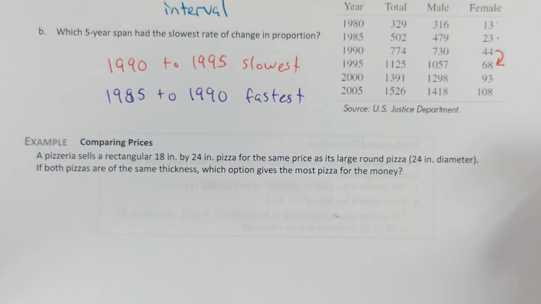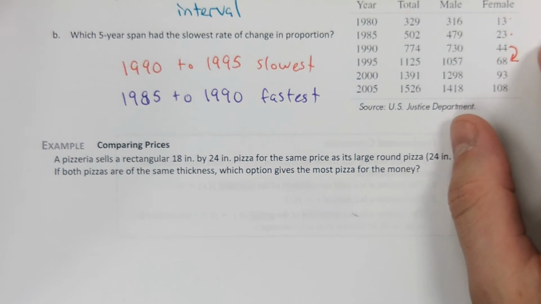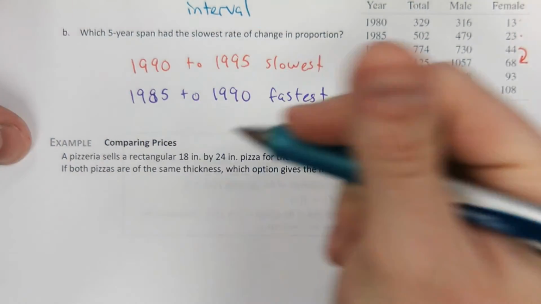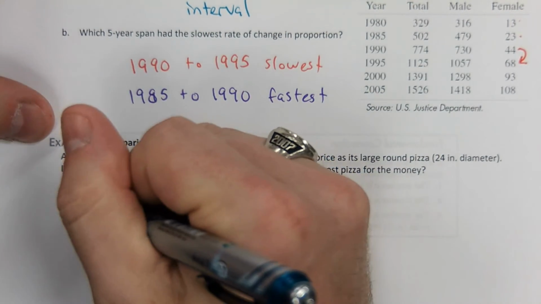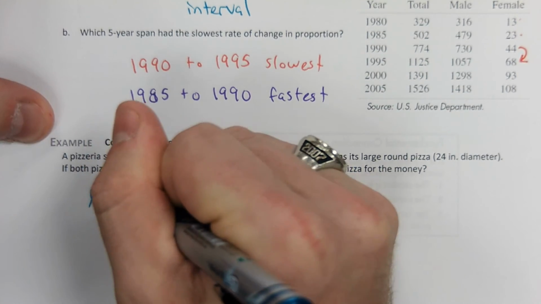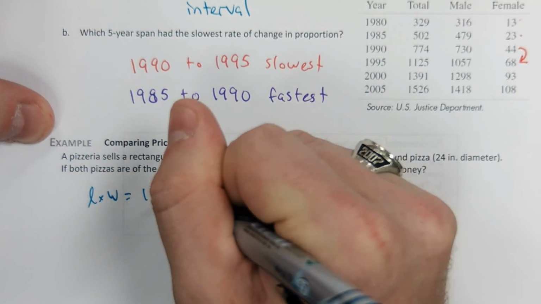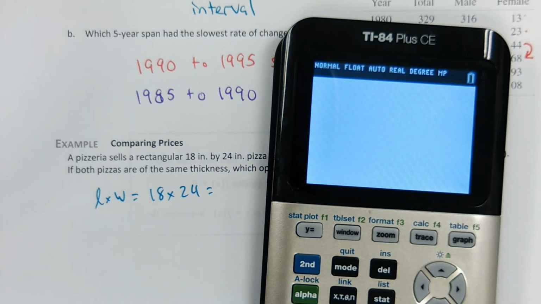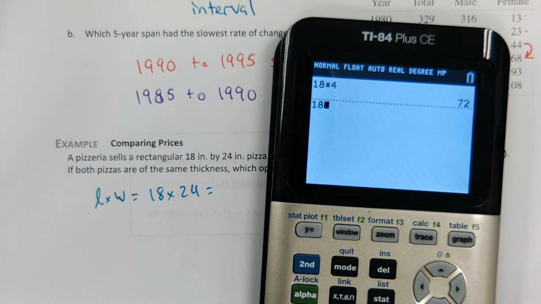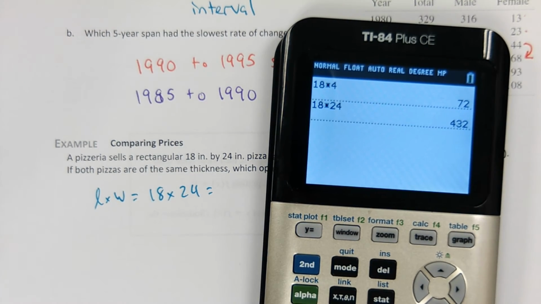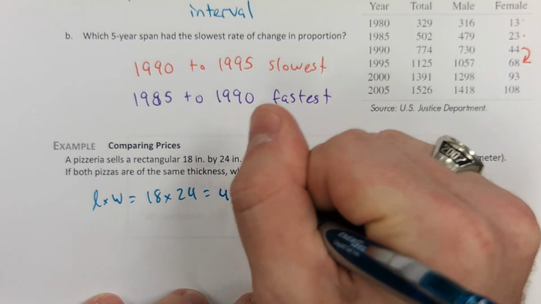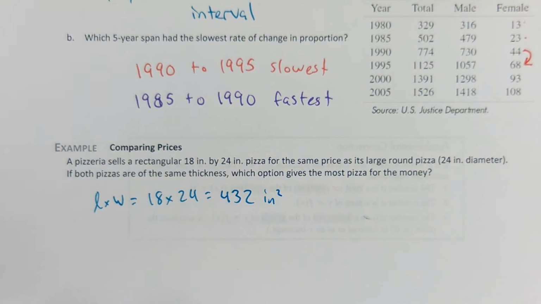Good. Awesome. So I guess we need to know how to find the area of a rectangle. You guys know how to do that, right? Length times width. 18 times 24 is a number that I'm not even going to try to pretend I know. I fat fingered the keyboard. There we go. 432. So rectangular pizzas have an area of 432 square inches.